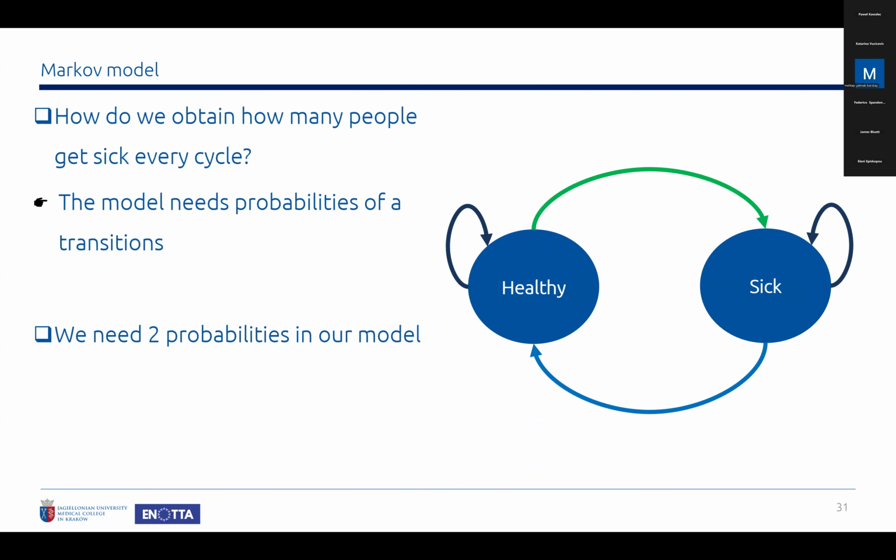And to conduct Markov modeling, we of course need some probabilities. Those probabilities are obtained from the literature, from the clinical studies. You can use, for example, some historical data. For this model, with two states only, we need two probabilities, a P1 probability and a P2 probability.